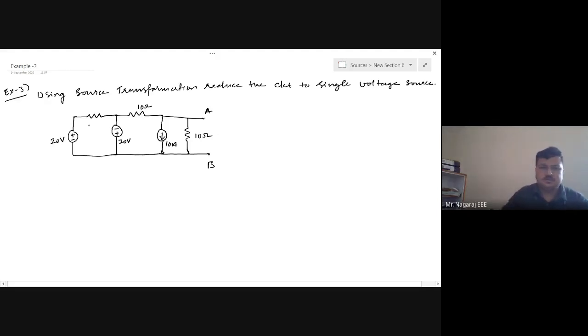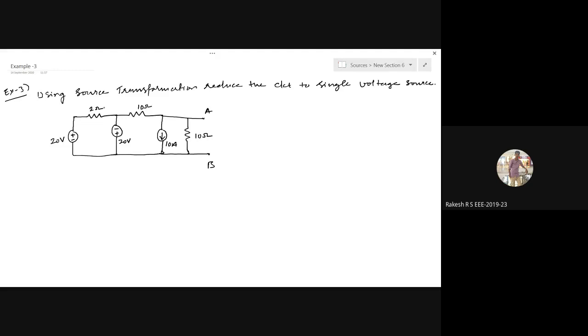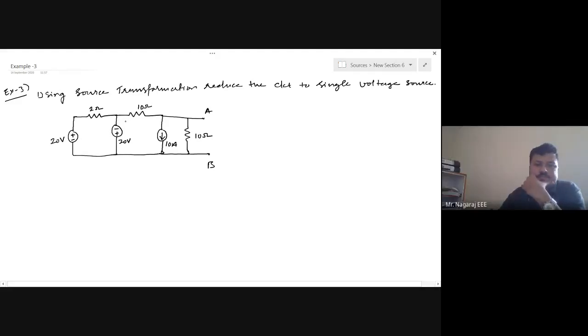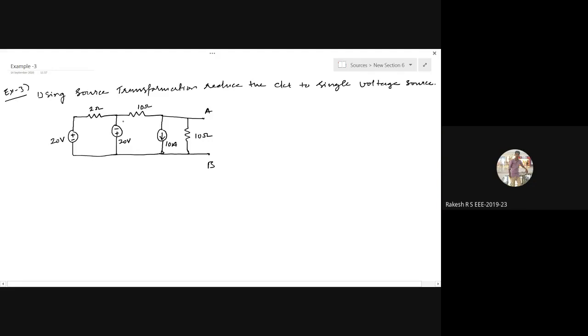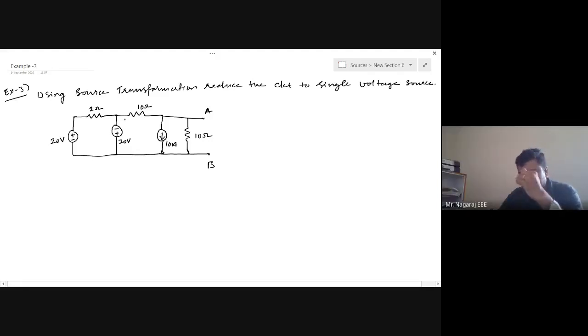This is the circuit given. Now, do you find any redundant term? No, sir. But when you keenly observe, there is a redundant loop only here. There is a redundant loop. Can you find which is that?